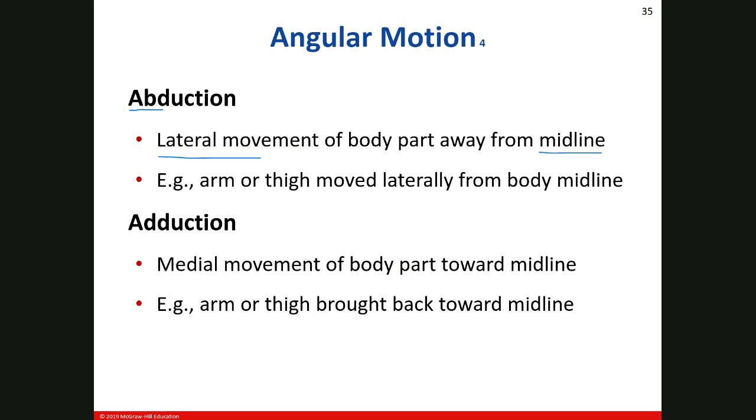Think of your axial skeleton, your skull, your vertebral column. That's your midline. So if I move my arm out to the side like this, that is abduction. I'm moving it away from my midline. When I bring it back down against my side, that's adduction. Think of it like this: you're adding it to your body. So now you're getting medial movement toward the midline. To review, abduction is when I move my arm away from my midline, and adduction is when I bring my arm back down medially towards my midline.